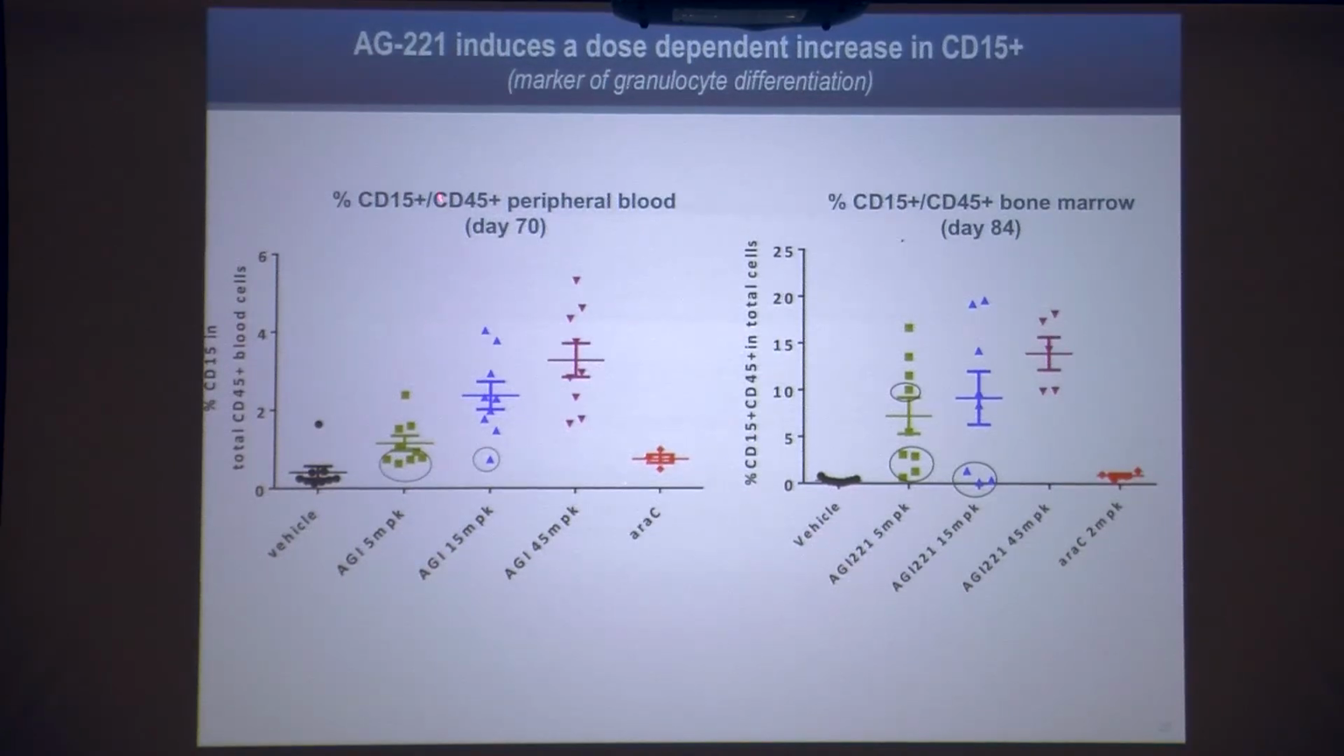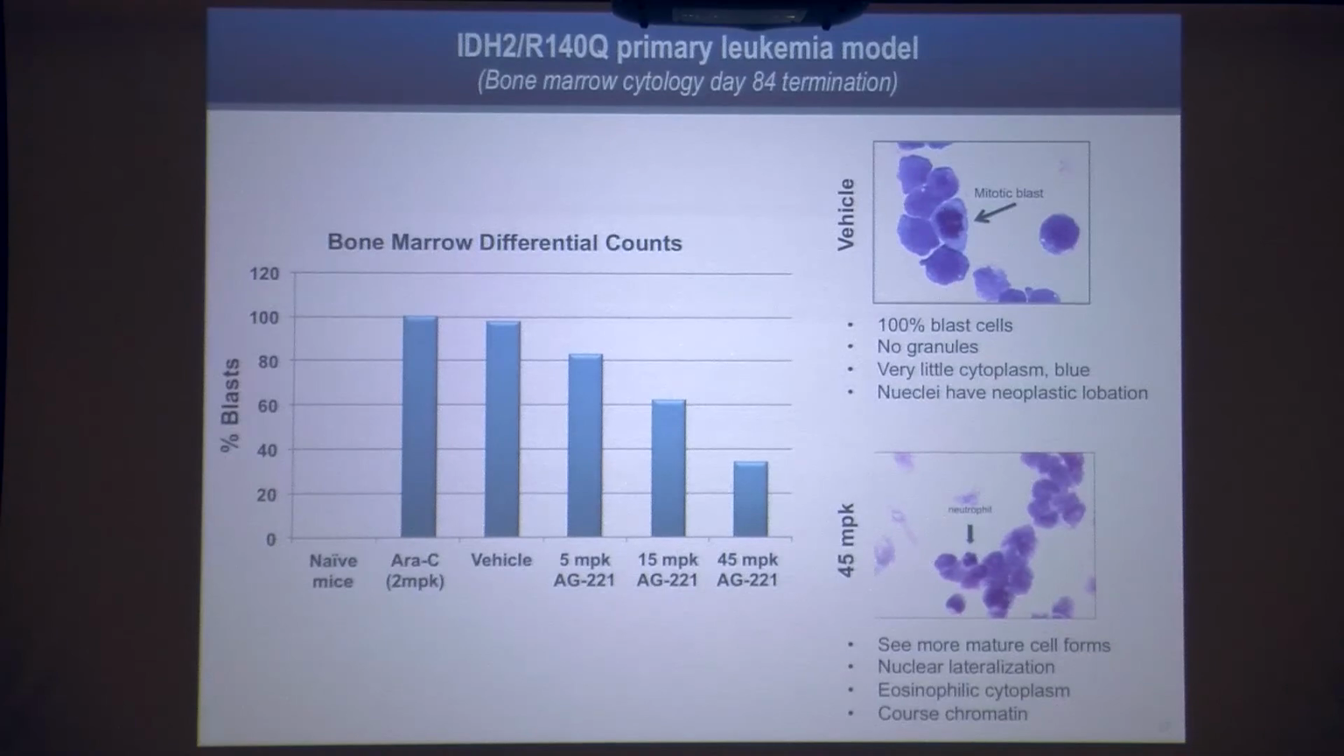As a measure of differentiation, we looked at CD15, which is a cell surface marker of a differentiated cell, in not only the peripheral blood, but also in the bone marrow where the tumor was. And we see that we have a dose-dependent survival, and the animals that died early in the low-dose groups were actually mice that failed to express the differentiation marker. And we see a reduction in blasts.